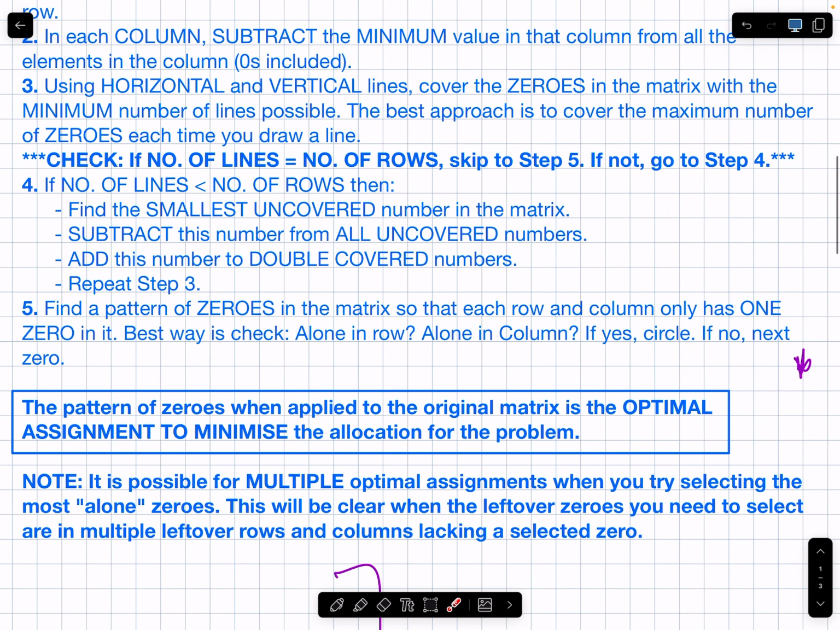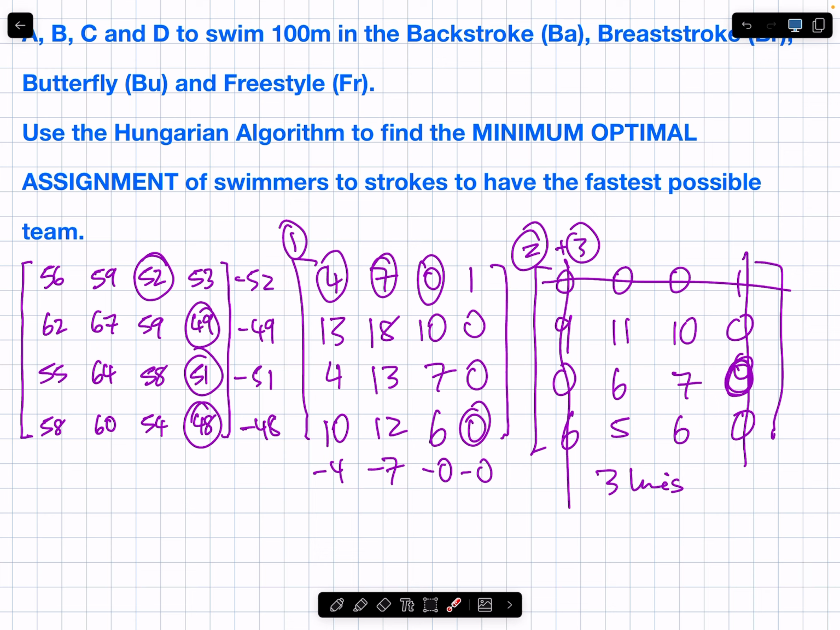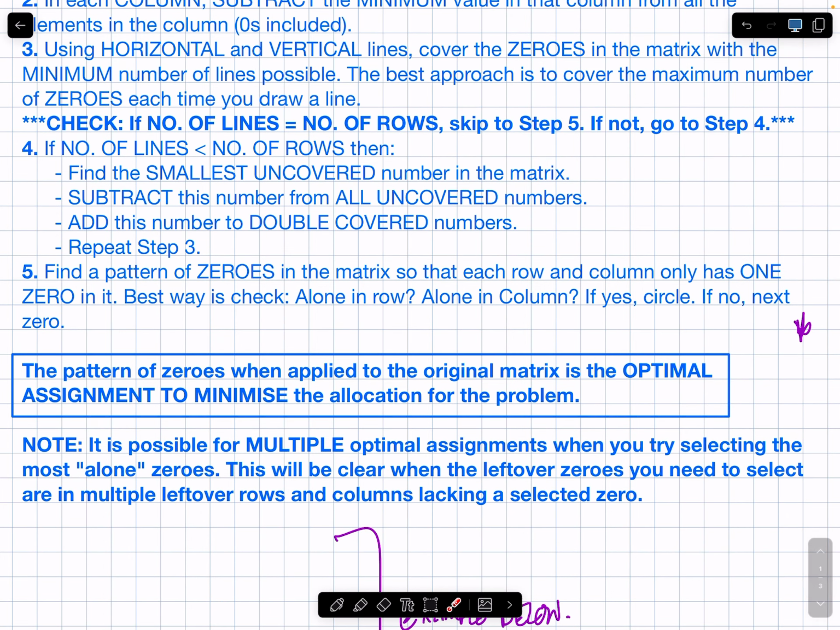So check the number of lines as the number of rows. If it is, you skip to step 5. If not, go to step 4. I drew 3 lines. How many rows are there? 4. So because they're not equal, I have to do step 4, which is if the number of lines I drew was less than the number of rows, which it is, 3 versus 4, find the smallest uncovered number of the matrix, that's not covered with a line, subtract it from all the uncovered numbers, add it to double covered numbers, so numbers that you've crossed twice, and you leave the single covered alone. And then you repeat step 3 again.